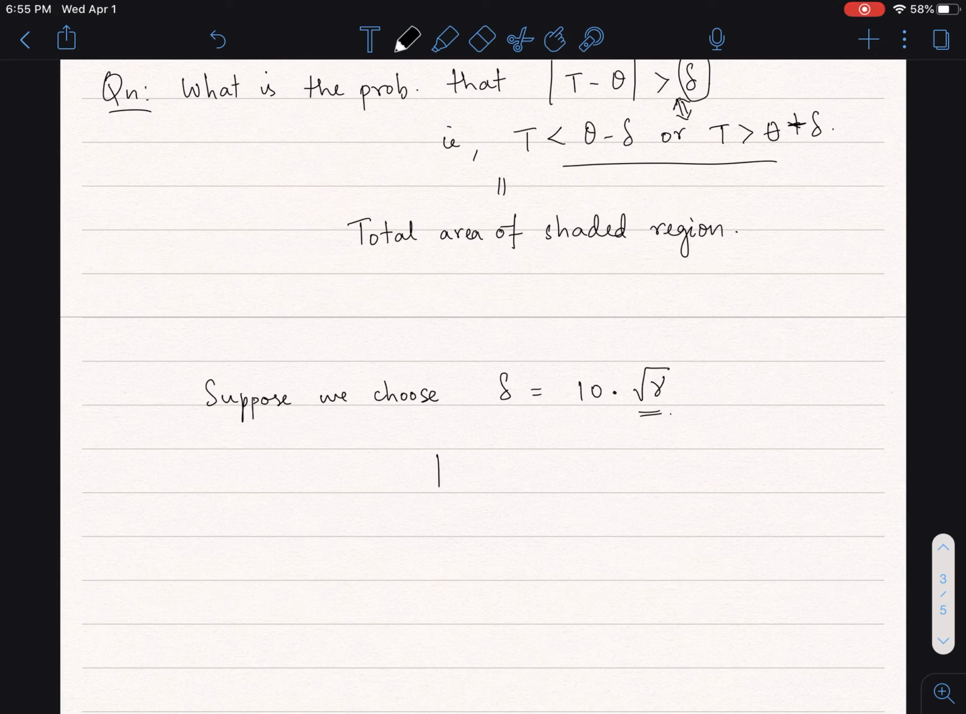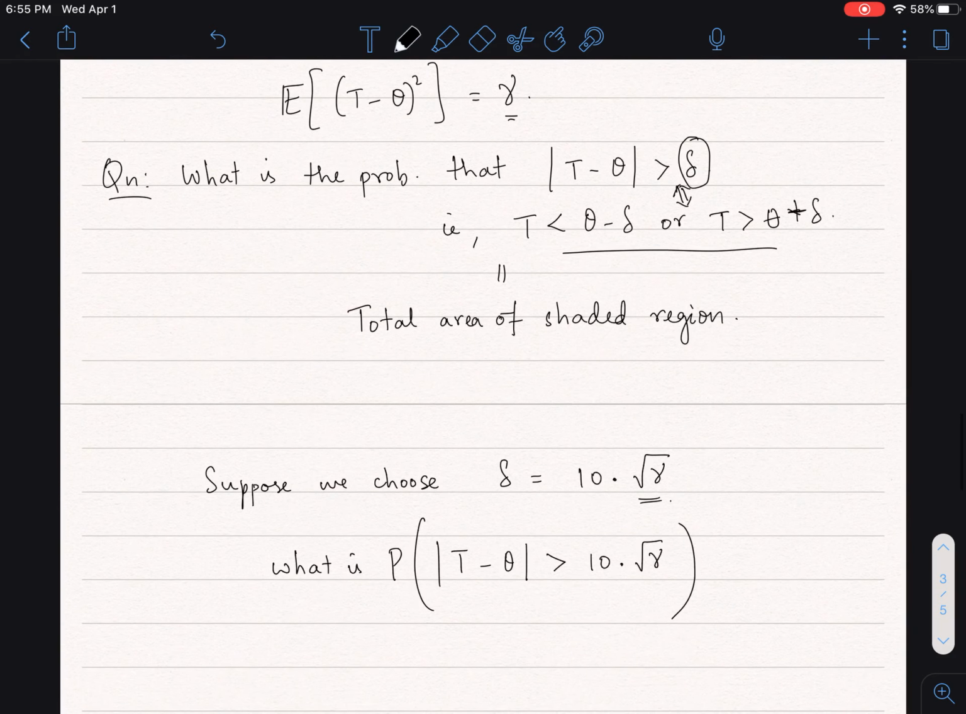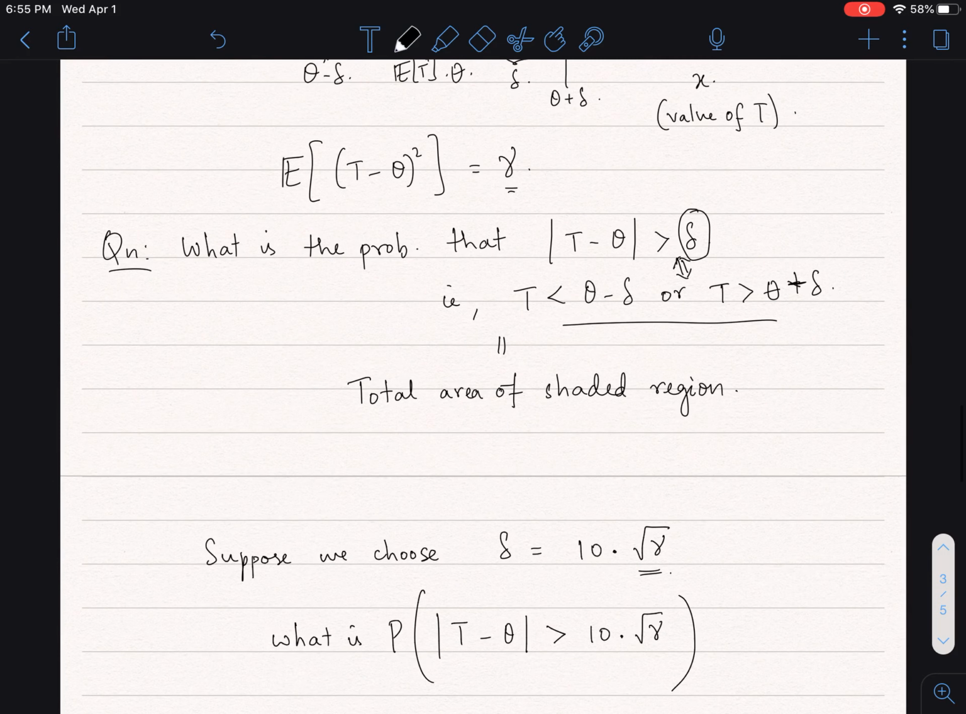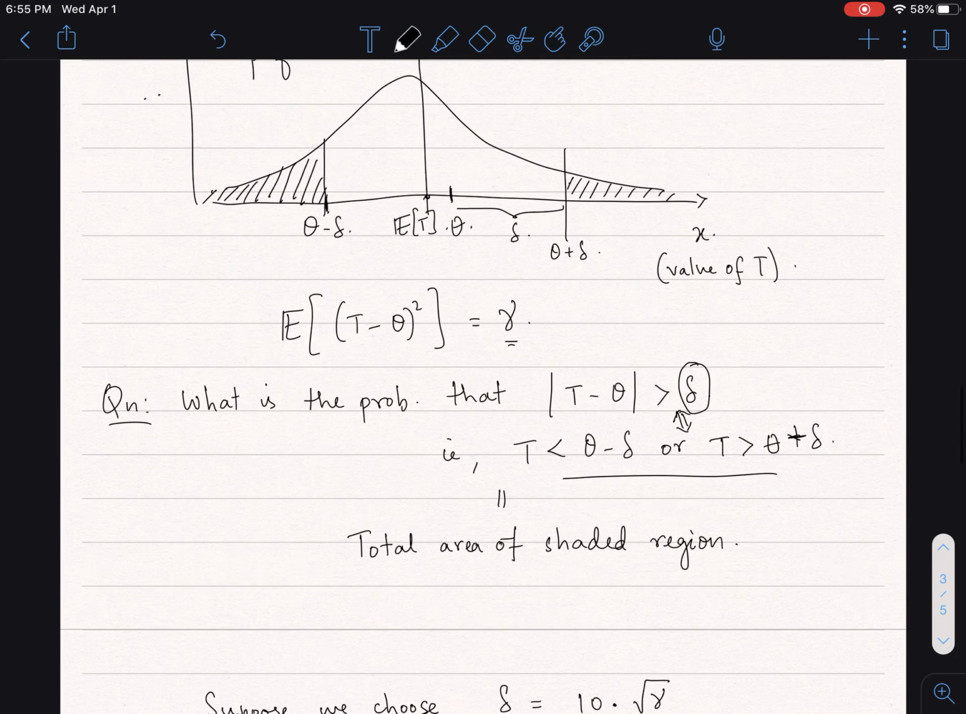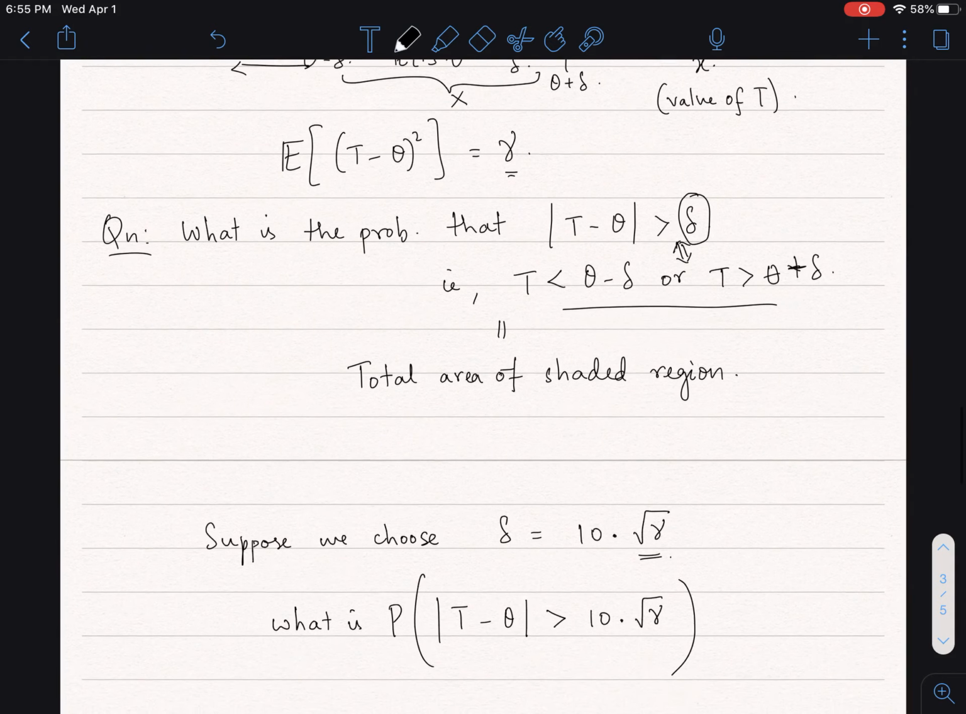Now I'm interested in the quantity: what is the probability that the absolute value of t minus theta is more than 10 times root gamma? This is like saying that delta is chosen to be 10 times root gamma, and I would like t to lie either on this side or on this side, but not over here. So that's the probability that I'd like to measure.